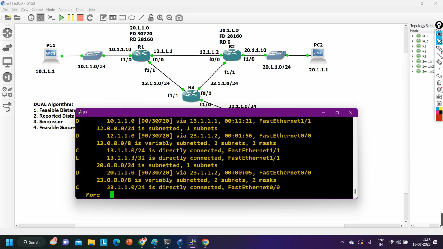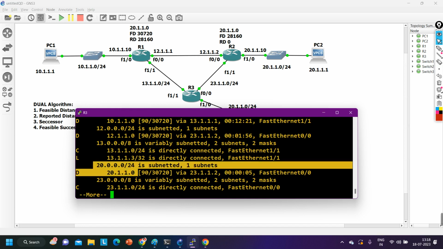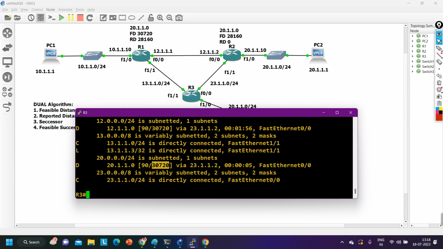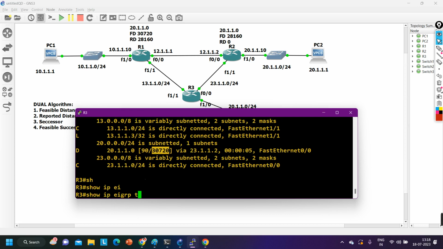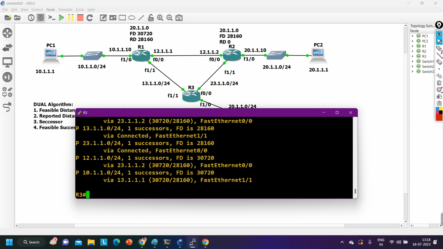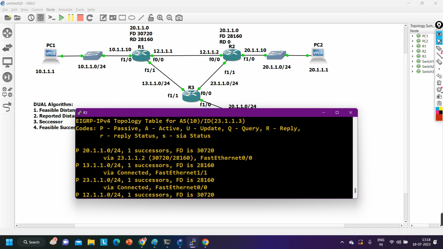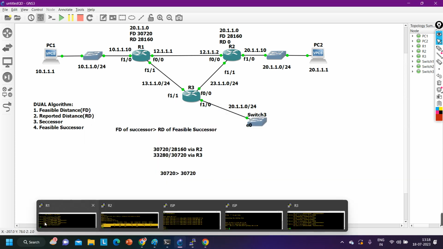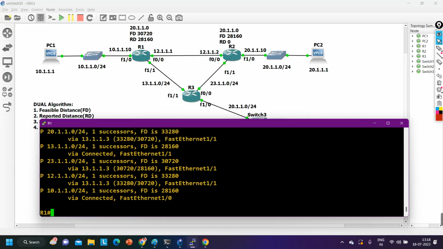Inside the routing table, are you able to see the 20 network? And this time the next hop IP address is this one, right? And this is the metric, this is the AD value. And show ip eigrp topology. Inside the EIGRP topology also you can see the 20 network is here. FD is this one this time, not infinity. Done. Now router 3 will advertise this network to router 1 and router 1 will also learn it.